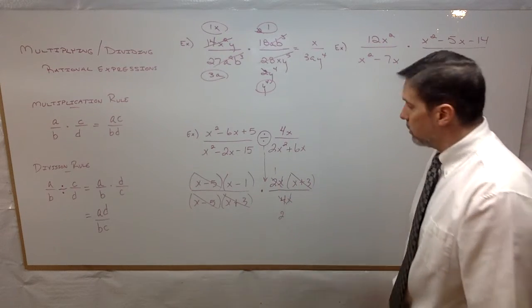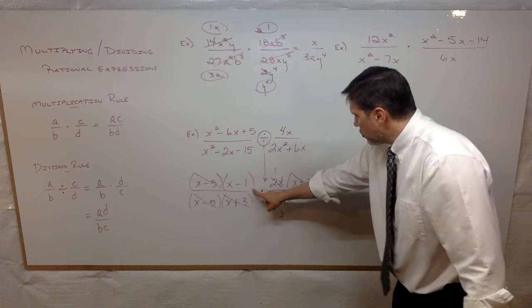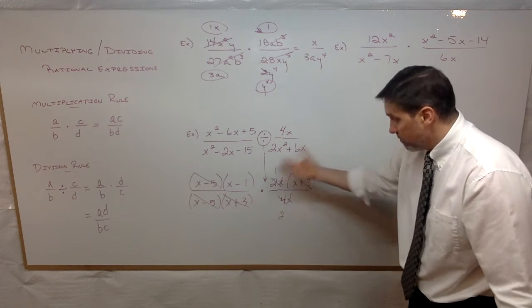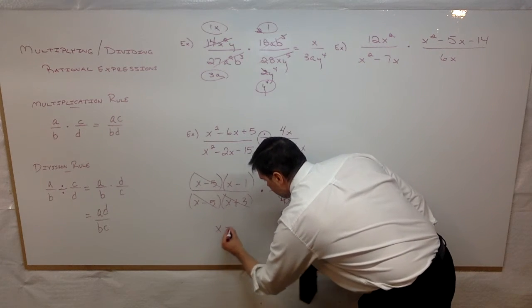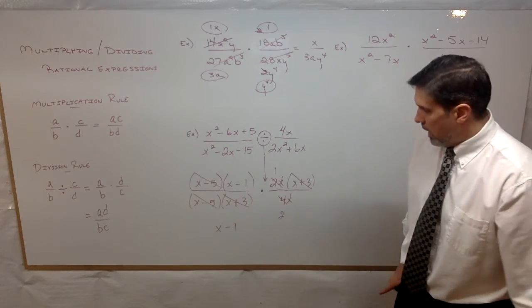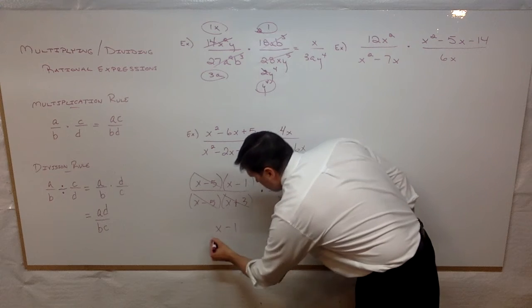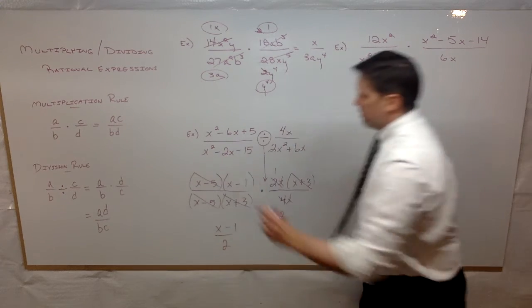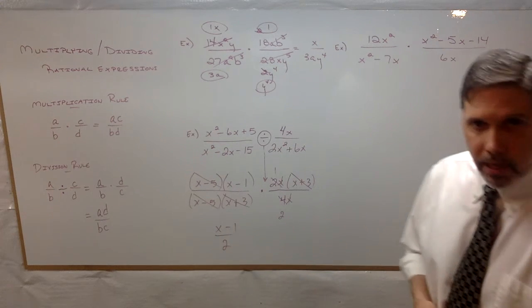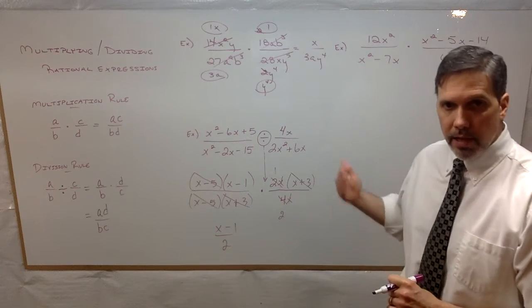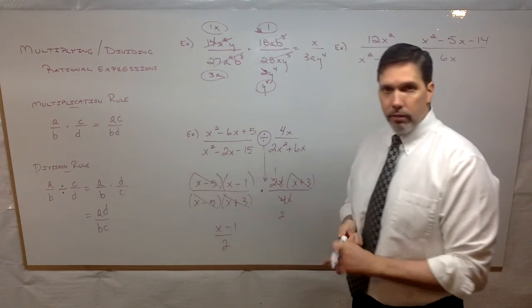What do we have left in the numerator? Looks like x minus 1 times 1. In the denominator, looks like 2. That's it. So our final answer, when you multiply these two, is x minus 1 over 2. That's the simplified version of this division problem.